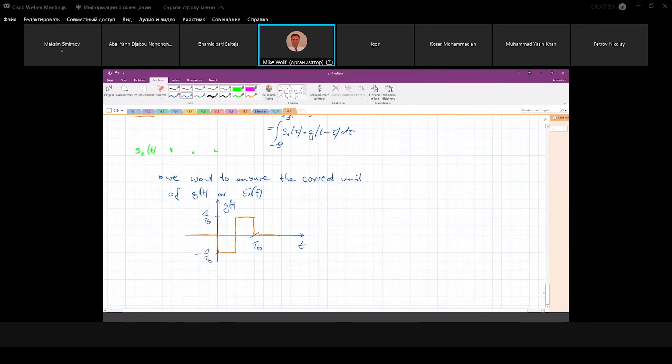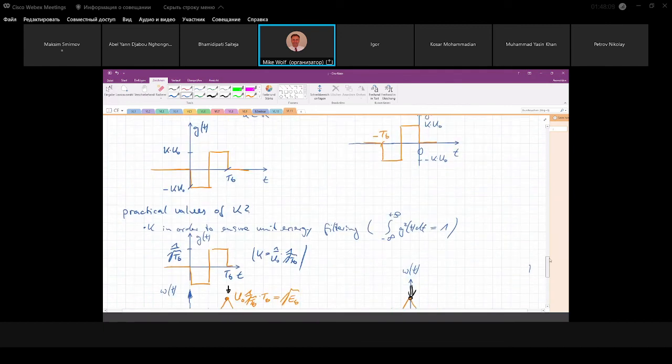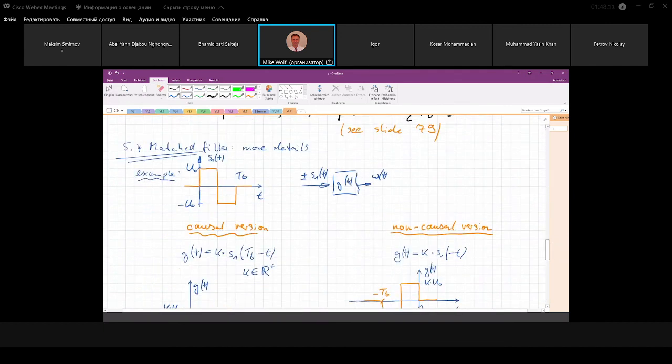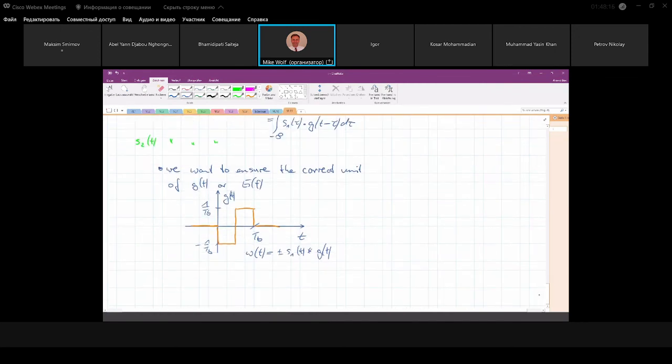So now think, this W of t, I write it again. W of t is just either S1 of t, and we need to do the convolution with G of t. But now we get a different output unit. Say our input signal is in volt. This is our input signal. It's measured in volt. And the output signal is still in volt. So of course we know the shape.